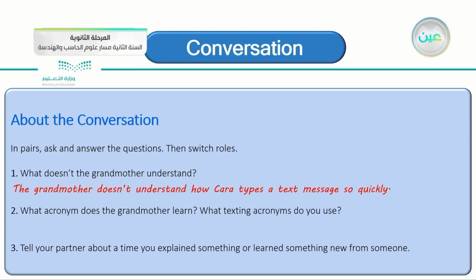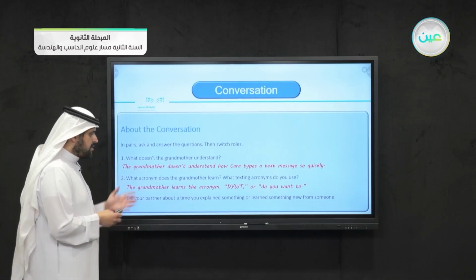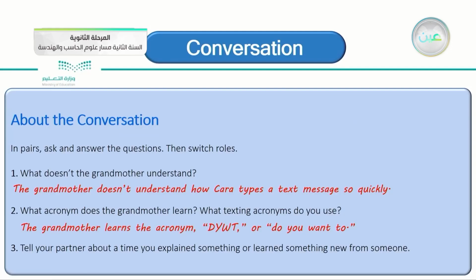The second question, what acronym does the grandmother learn? And the other part of the question, what texting acronyms do you use? So the first one, what is the acronym that the grandmother learned in this conversation? Okay, let's look at the answer. The grandmother learns the acronym DYWT, which is short for do you want to.